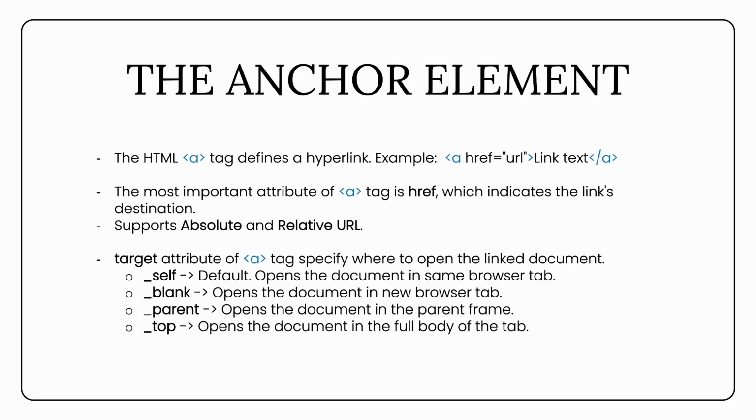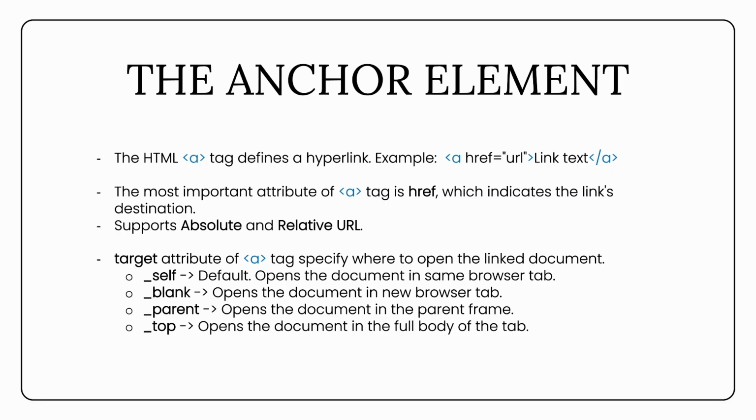Then we have the target attribute. By default, the linked page will be displayed in the current browser window. And to change this, we must specify another target for the link. The target attribute specifies where to open the linked document and can have the following values. First is the _self, which is default and opens the document in the same window or tab. Then we have _blank, which opens the document in a new window or tab. Then we have _parent, which opens the document in the parent frame. And lastly, we have _top, which opens the document in the full body of the window.